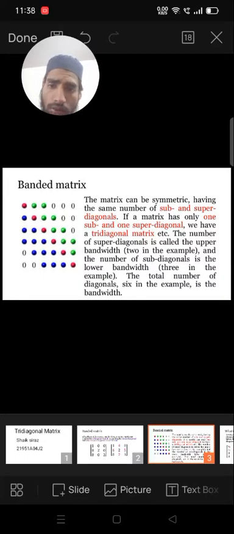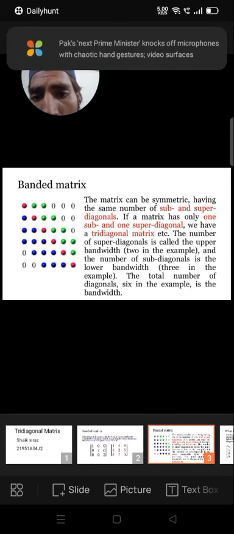The number of super diagonals is called the upper bandwidth, 2 in the example, and the number of subdiagonals is the lower bandwidth, 3 in the example. The total number of diagonals, 6 in the example, is the bandwidth. Here we are seeing the number of rows 1, 2, 3, 4, 5, 6, and the number of columns 6.